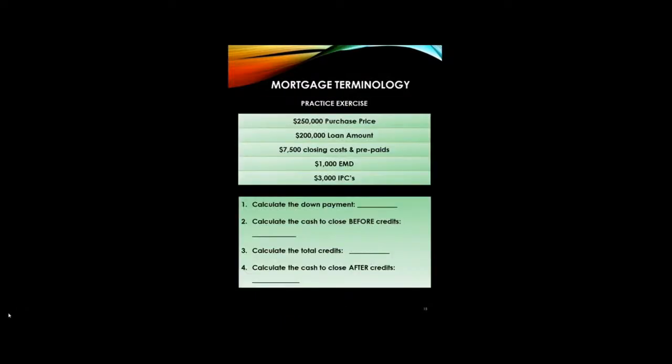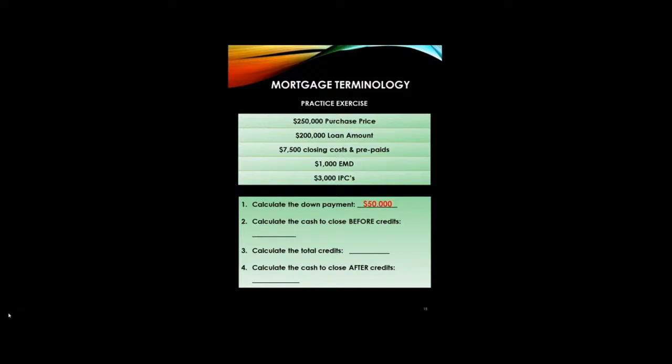So let's do a quick example. You have a $250,000 purchase price, $200,000 loan amount, $7,500 closing costs, $1,000 EMD, $3,000 IPCs. Those are the figures. Now calculate the down payment. Okay. Down payment would be $50,000. How do we get that? You have a purchase price of $250,000 and a loan amount of $200,000. So we, as a lender, are only giving him $200,000 of the purchase price. The rest, the borrower does have to come up with for his down payment.